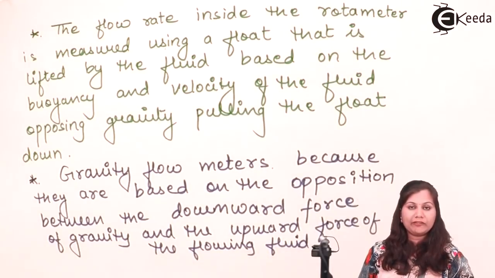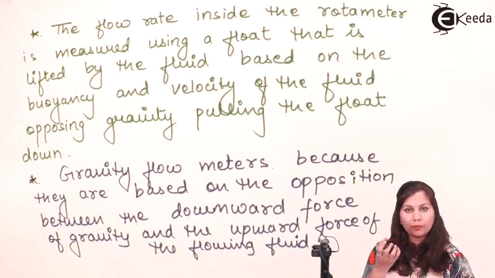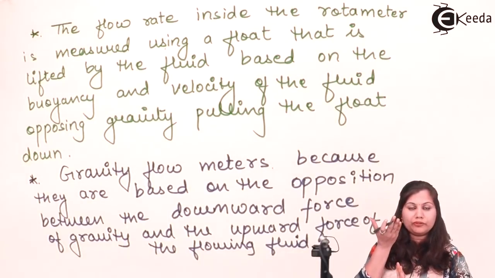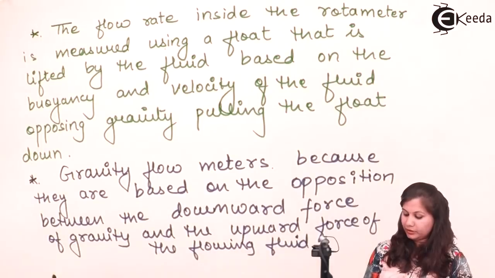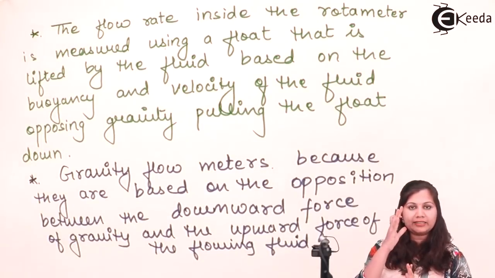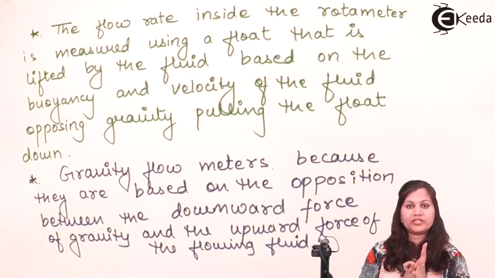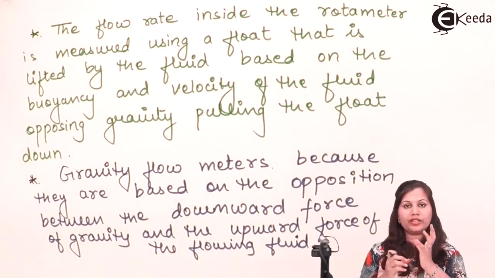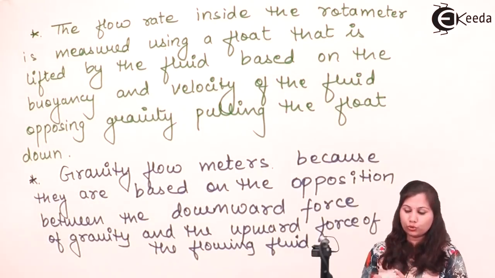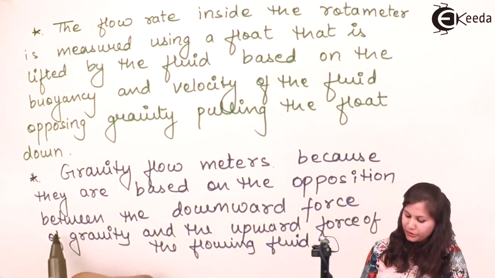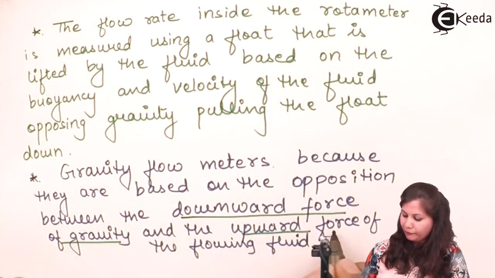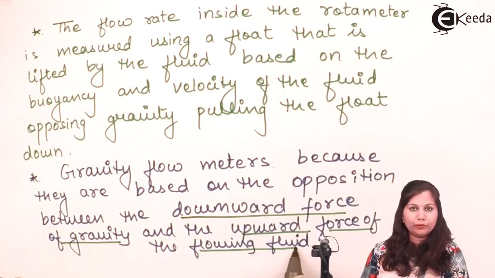So they are known as gravity flow meters because they are based on the fact that gravity is opposing the rising up of the float, and the upward force acting, that is the fluid flow, is trying to raise the float. So there is an opposition between these two forces. Opposition between the downward force of gravity and the upward force of the flowing fluid.